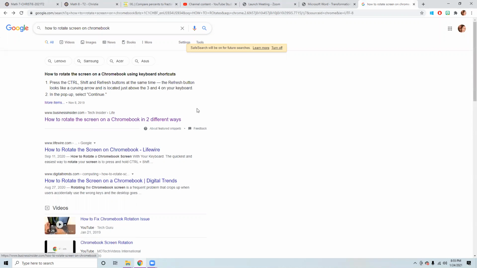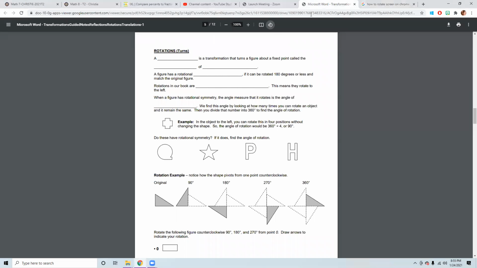I can't remember if it rotates clockwise or counterclockwise though, so just keep that in mind, because I'm pretty sure it's clockwise on yours. So if you're doing things in a counterclockwise motion, you're going to have to think about it just a little bit more.